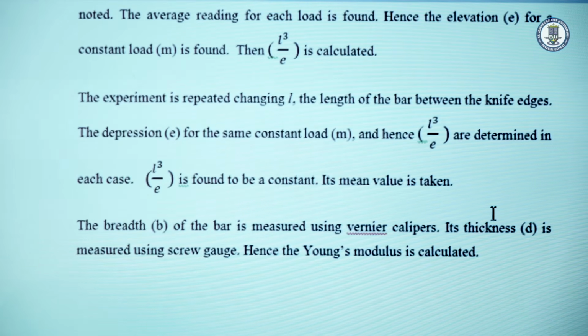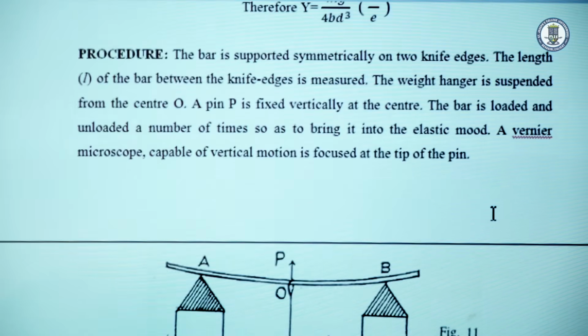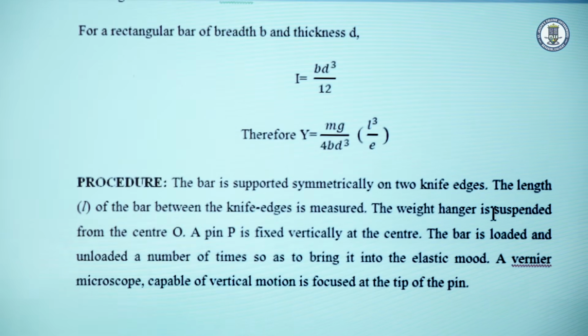Now if you want, we can repeat the experiment for another length. Say initially we take a length L equal to 40 centimeter. Then change the distance between the two knife edges, that means the length of the bar, to another value, say 45 or 50. In that case also we repeat the experiment and find the value of E. Then the mean L cube by E is calculated, and the Young's modulus is determined using the earlier formula mg by 4BD cube times L cube by E.